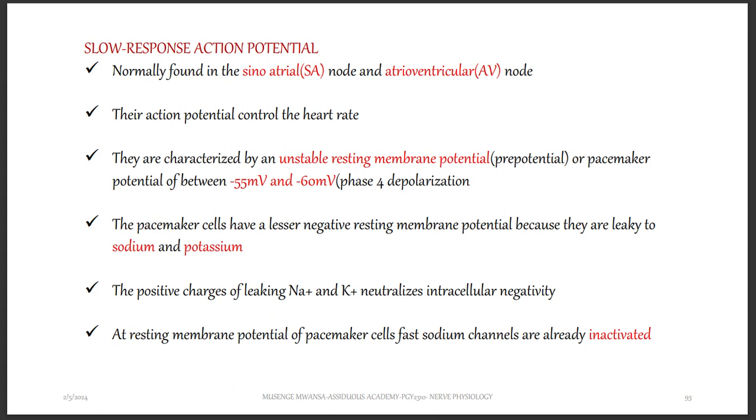Why is it like that? Because these are leaky. They actually are just normal conditions. They allow sodium and potassium to be passing through them. So when sodium and potassium is entering the cell, it is already lowering the action potential, drawing it closer to the threshold, right? Like that.